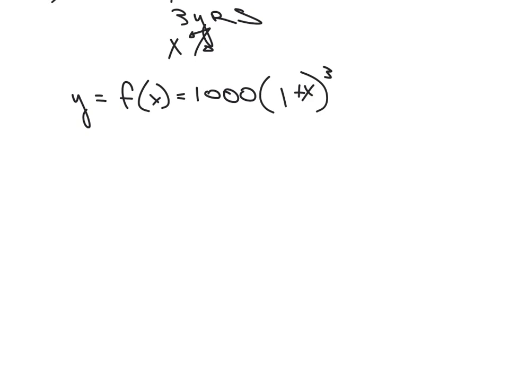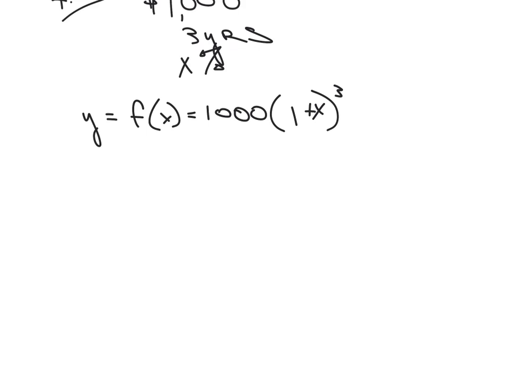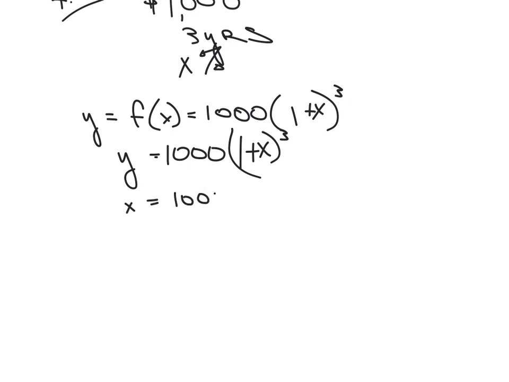First of the 4 steps is to replace the f of X with Y, which we kind of have. Step 2, interchange X and Y. So that's step 2. So step 1, step 2, step 3 means I have to solve for Y, and that is going to be a little bit of a booger there.